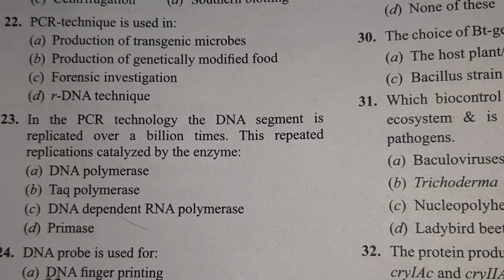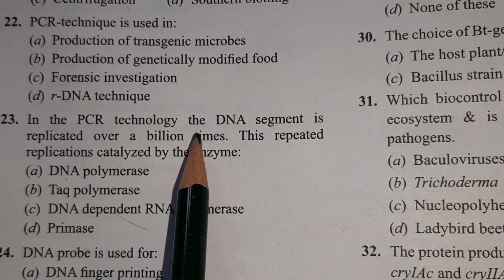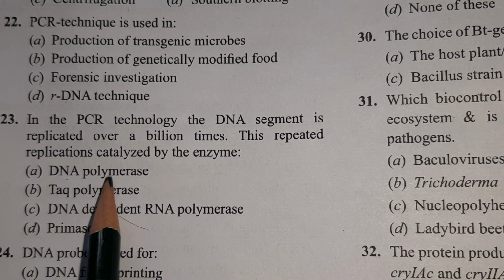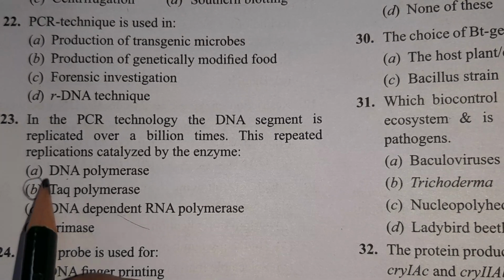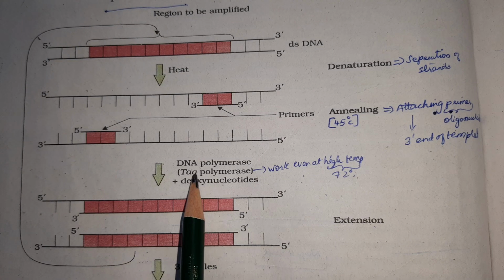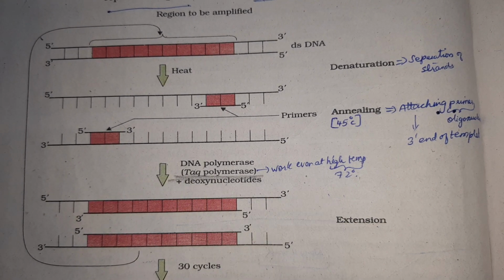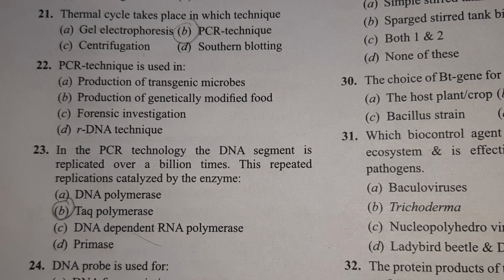The next question we have is, in the PCR technology, the DNA segment is replicated over a billion times. This repeated replication is catalyzed by the enzyme: DNA polymerase, Taq polymerase, DNA dependent RNA polymerase, or primase. The answer for this is B, Taq polymerase. On page 202, you can see this process is being catalyzed by Taq polymerase in the PCR diagram. So the answer for this question is Taq polymerase.